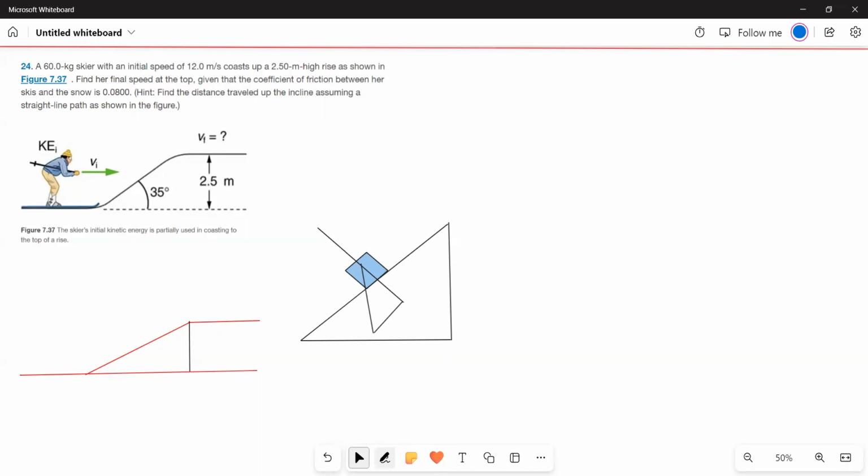Now let us write down the data. Mass of the skier is 60 kilograms, the initial velocity is 12 meters per second, and the coefficient of friction is given as 0.08. Now we have to find out the final velocity.